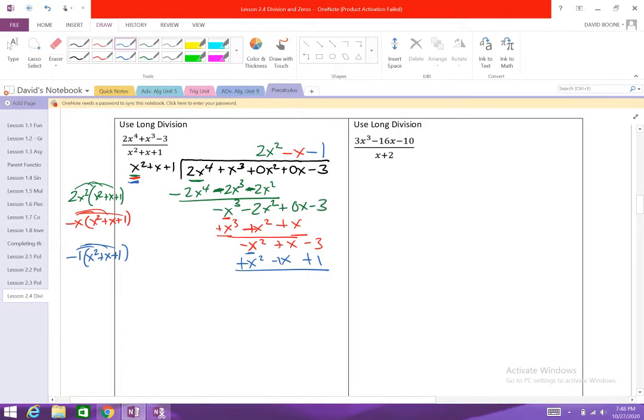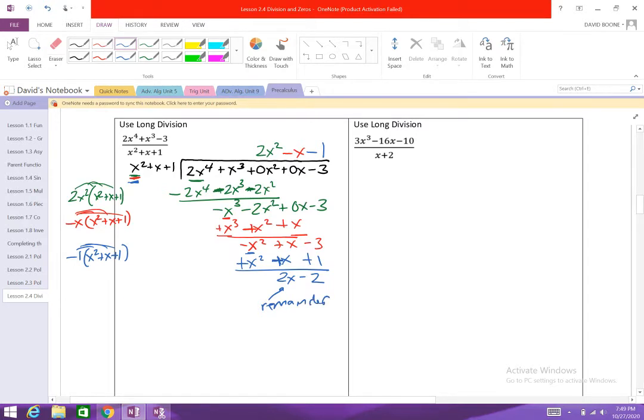X and negative 1x. Or wait, I'm sorry, again, that's a plus sign. Those didn't really work too well there. So that would actually be a 2x. And then negative 3 and 1 is negative 2. Now we can't do this anymore. This actually is our remainder.